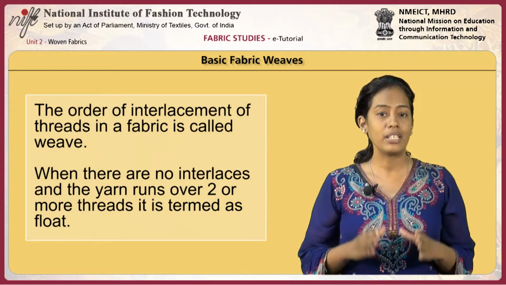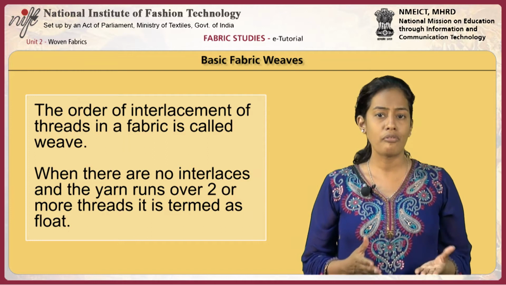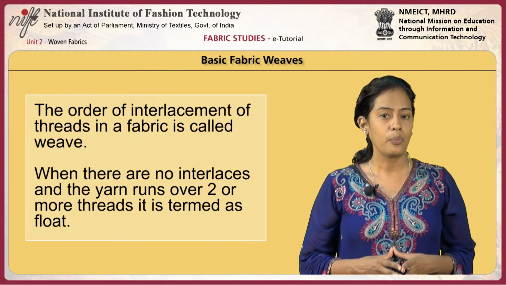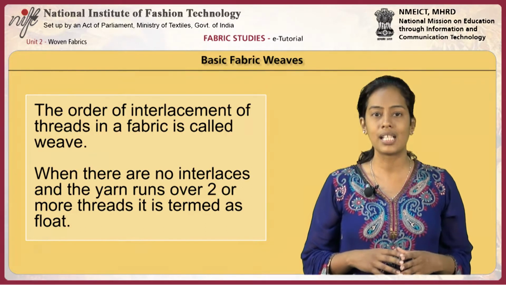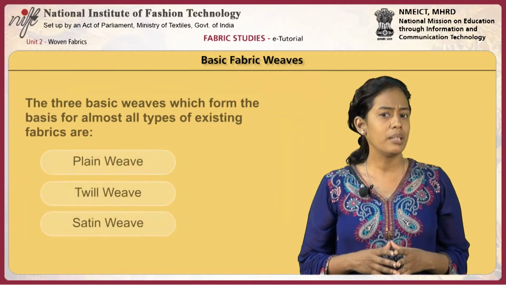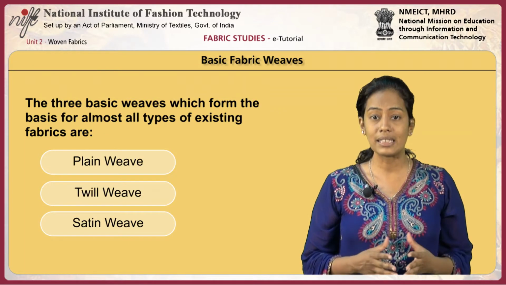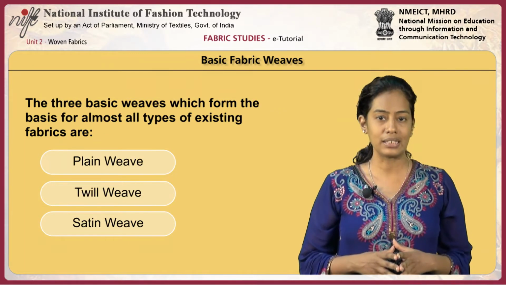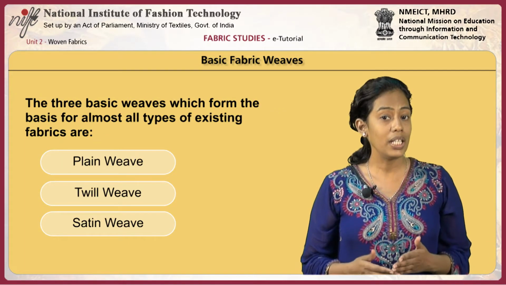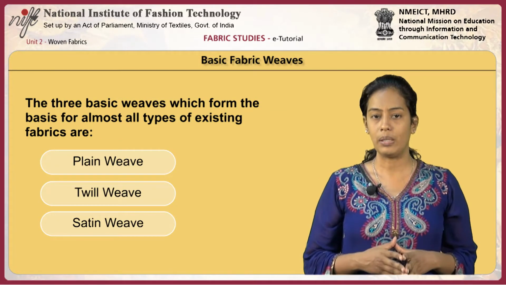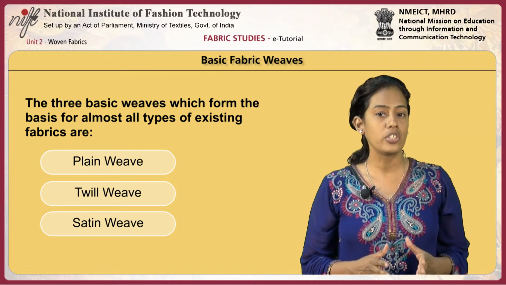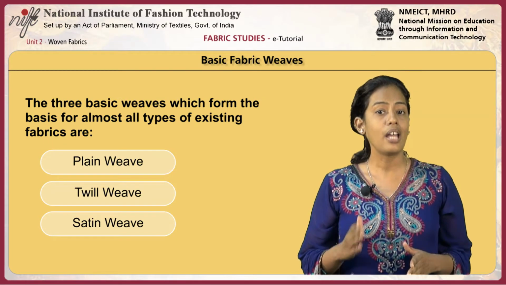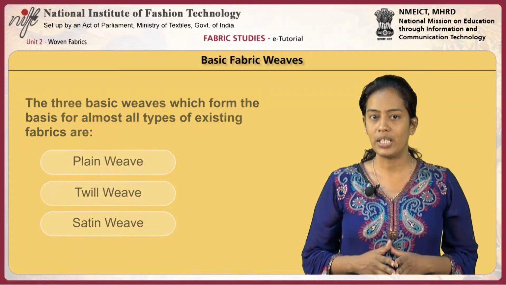The order of interlacement of threads in a fabric is called weave. When there are no interlaces and the yarn runs over two or more threads, it is termed as float. There are three basic weaves which form the basis for almost all types of existing fabrics. They are plain weave, twill weave and satin weave. All other weaves are a variation or combination of these weaves. We will now look at each of these weaves.